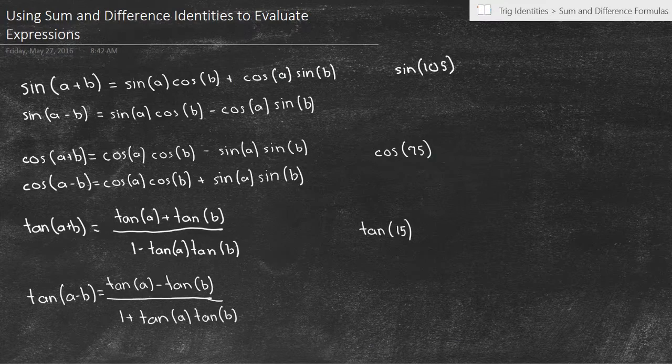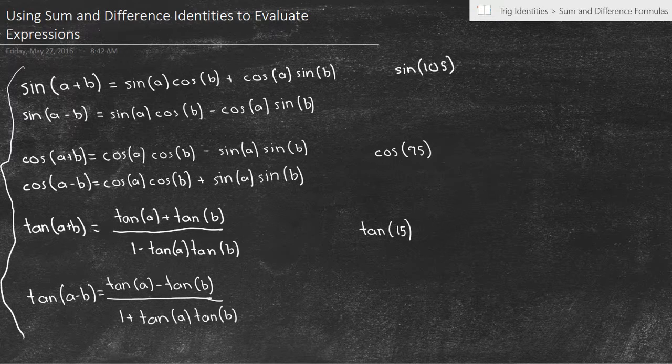Hey guys, today I'm going to do an introduction to using sum and difference identities to evaluate expressions, and these are part of the trigonometric identities. And these are pretty complicated if you look at all these formulas here. They take a long time to remember, but I have a little jingle, I guess you could call it, to help you remember these. And so we're going to start with sine of A plus or minus B.